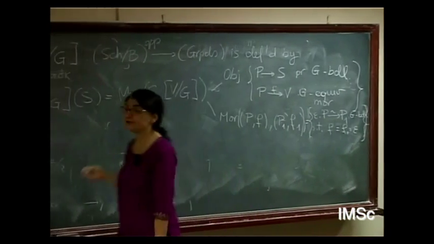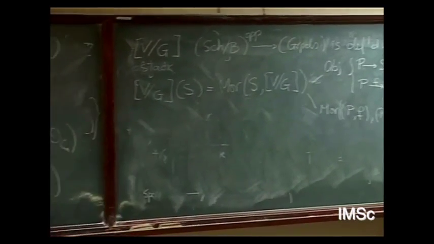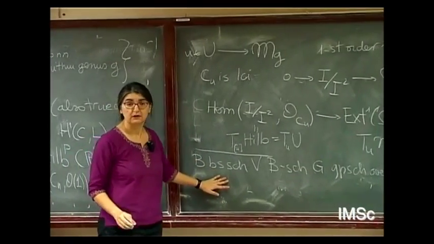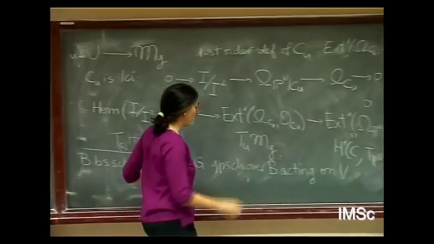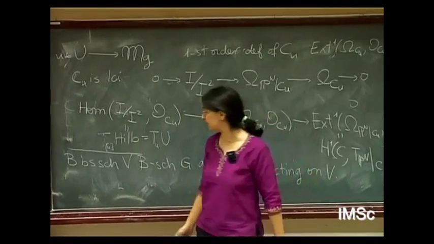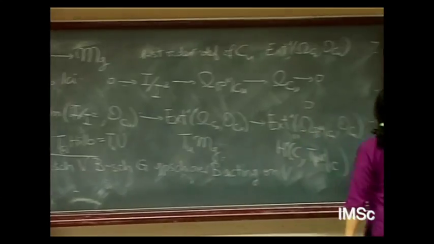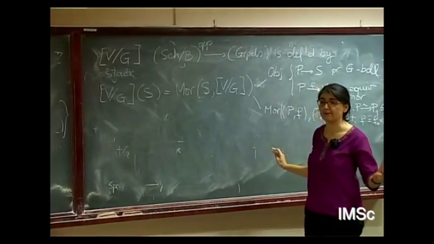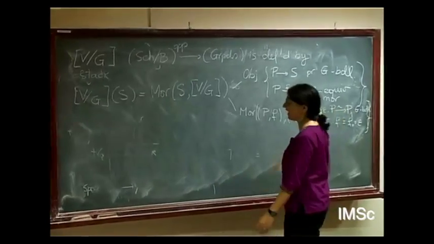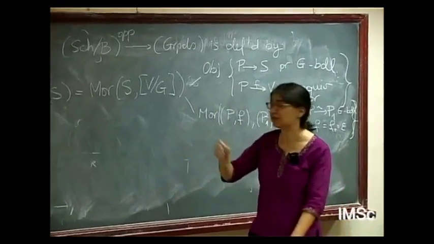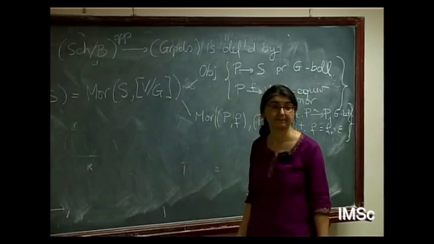And B is a base scheme, just a fixed base scheme. I want to do this condition relative to a base scheme. S is a B-scheme. Yes, everything is over B here, and then I define this. And the pullback is obvious. If I have a principal bundle, I pull it back and I compose the map.